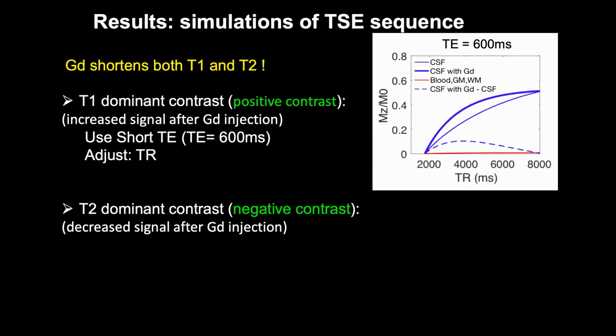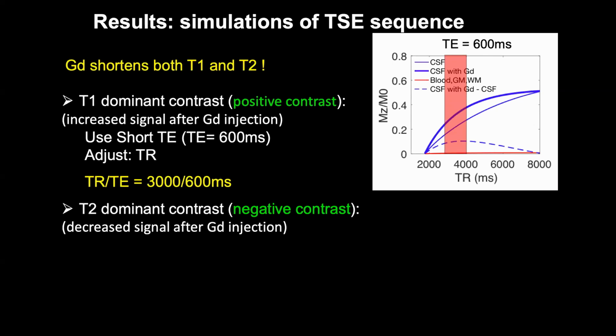Here is part of our simulation results. This thin blue line represents CSF signal. The thick blue line represents signal of CSF with GAD, and the red line represents blood signal and other tissue, which are all known. And the dark line represents contrast between pre and post GAD. We can see TR around 3000 milliseconds is optimal for positive contrast.